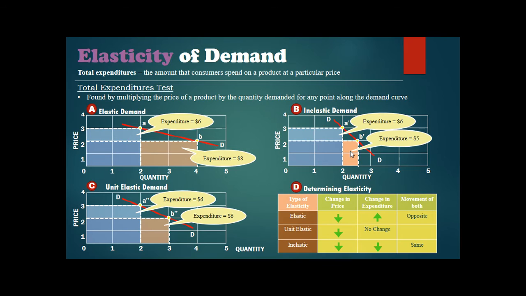We can do the opposite direction as well. From B to A, price moves up. At point B, if we sell 2.5 of them at $2 a piece, then we make $5. And if we sell them at $3 a piece, we sell 2 of them, so that's 6. So if we move from B to A, we're moving up. Price is increasing, and our revenues are increasing as well. That means that it's inelastic demand.